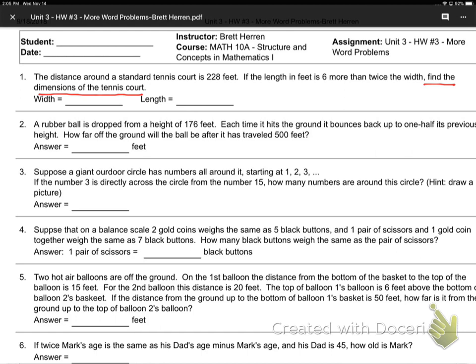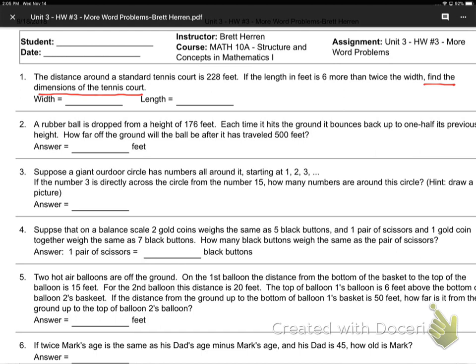Standard tennis court. What kind of a shape is a tennis court? I played tennis this last week. That's what I did with my break with my son. So what shape's a tennis court? Rectangle. So we're talking about a rectangle, right? The length is 6 more than twice the width. The distance around it is 228.